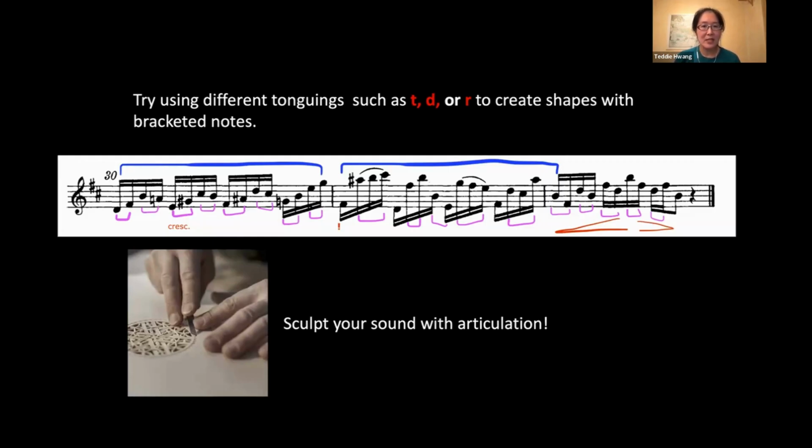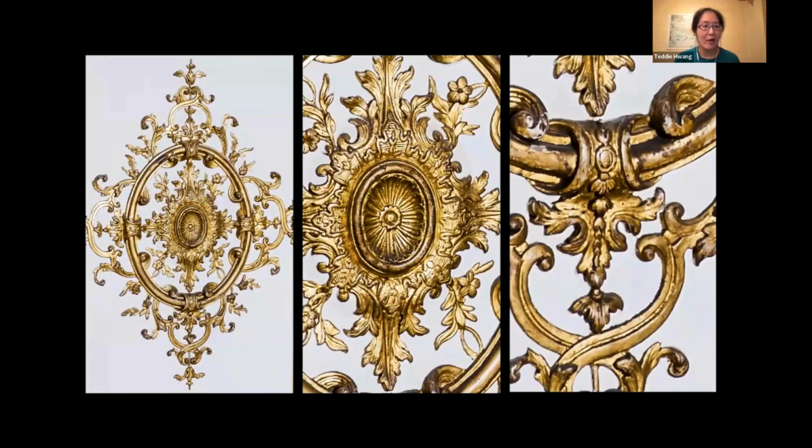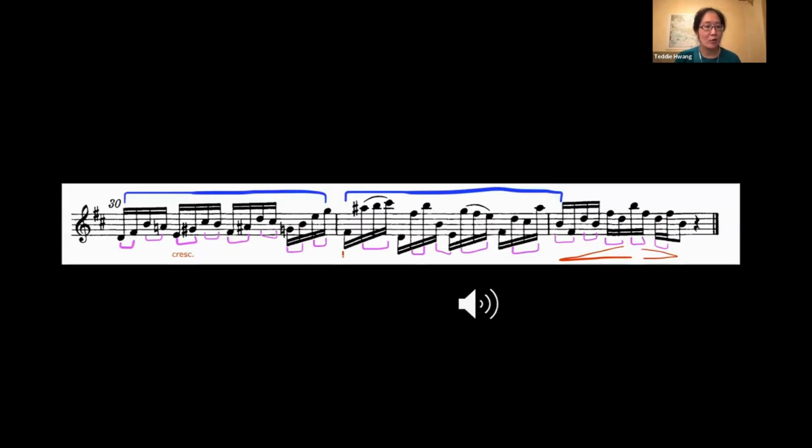Now, these shapes need to have continuity with each other. So this is shown by the larger blue brackets. They need to connect somehow. The shapes aren't random, obviously. So again, think about how little elements contribute to make up the big picture. And this continuity can be achieved with dynamics, for example, or how you direct the air, or how you manage the air. So I just like to show that as an example, this passage could sound something like this.